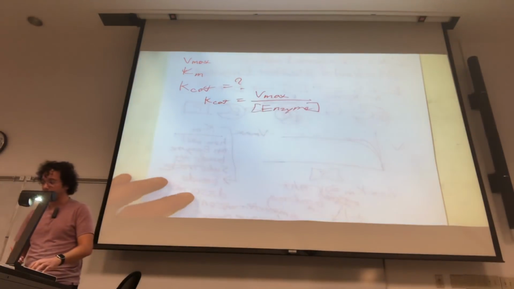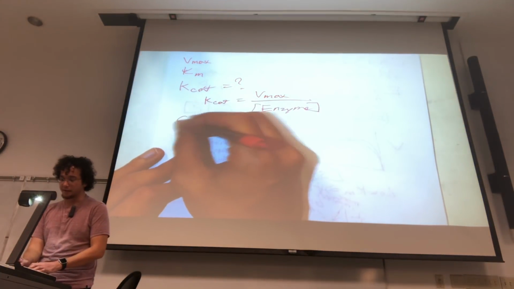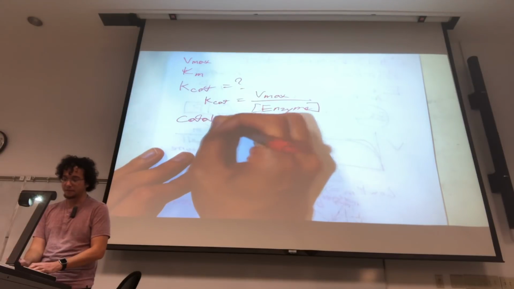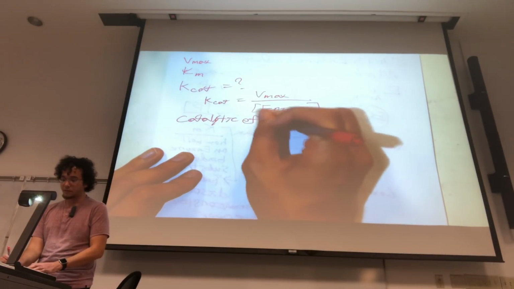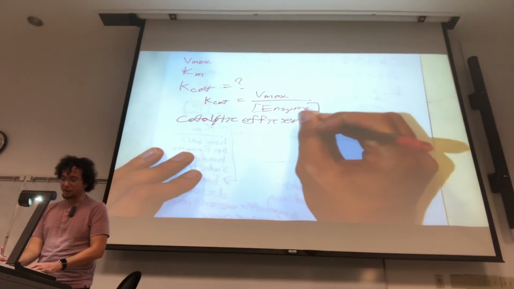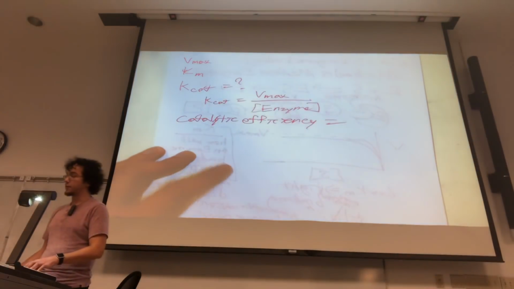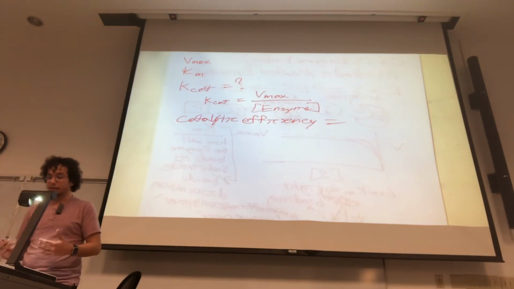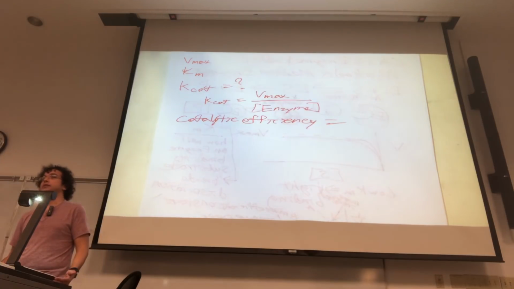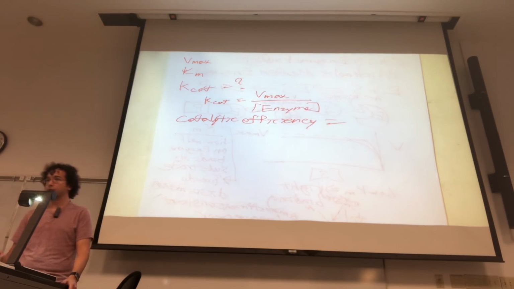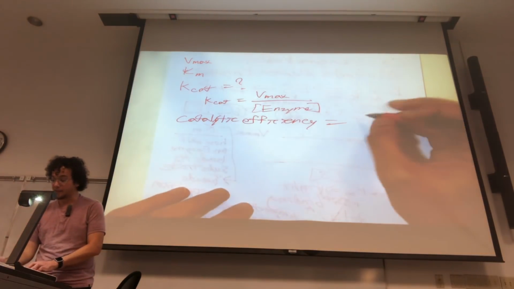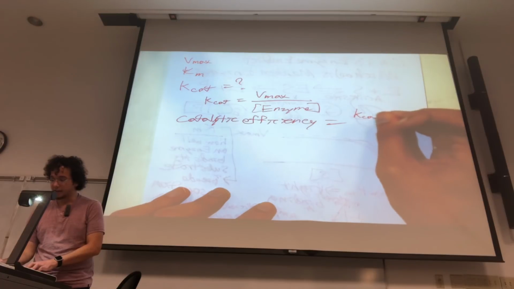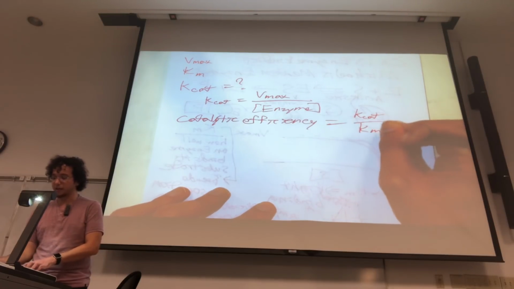Other than Kcat, there's one other thing that you could possibly calculate, and that's catalytic efficiency, which there isn't really a symbol for. There's just a formula for it. Catalytic efficiency is how efficient an enzyme is. The more technical explanation is, at low substrate concentration, how well does your enzyme perform? It is mathematically calculated as Kcat divided by Km.